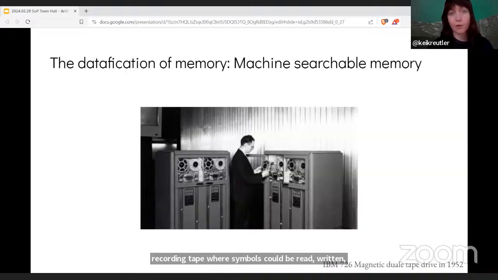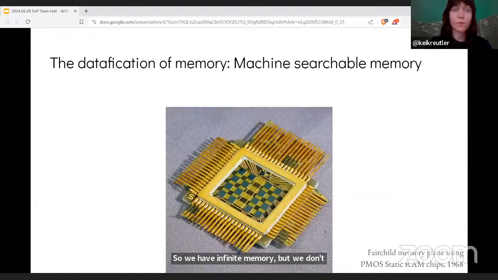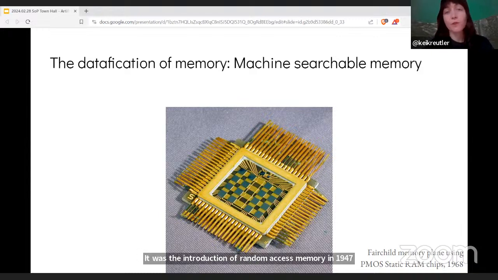And as computing progressed, retrieving specific bits of information from computer memory usually required moving parts in the device itself to find the precise location where it stored the information that someone needed. So we have infinite memory, but we don't necessarily have infinite accessibility. It was the introduction of random access memory in 1947 that really changed this process. Because what value would there be in having all human concepts, to quote Camillo's memory theater ambitions, meticulously organized if you had to navigate them item by item to locate the desired information?